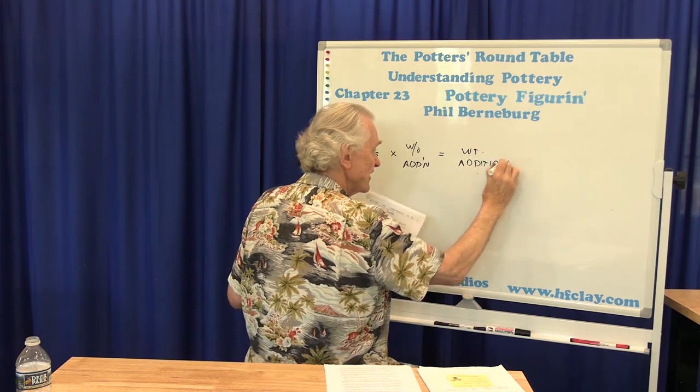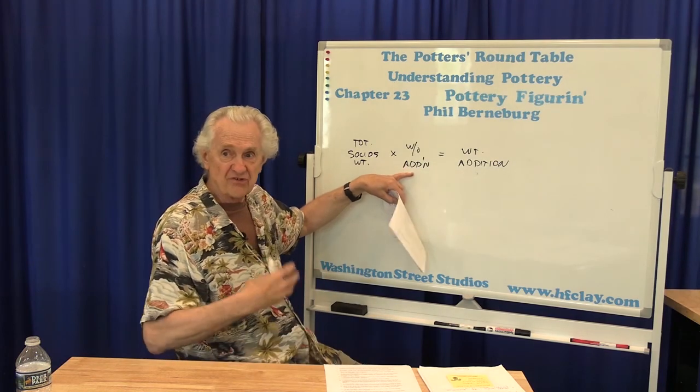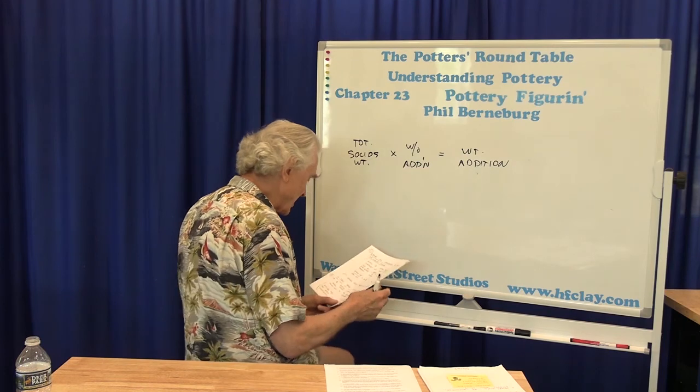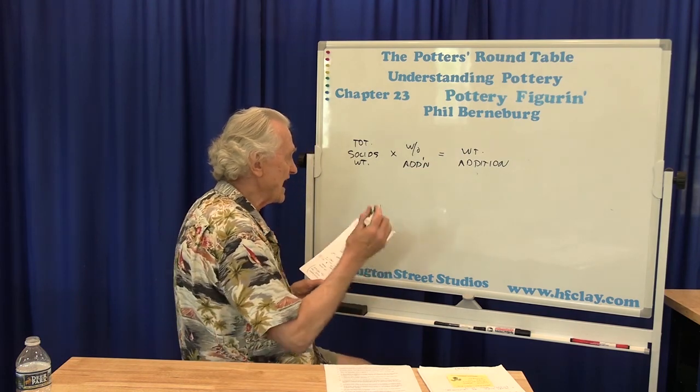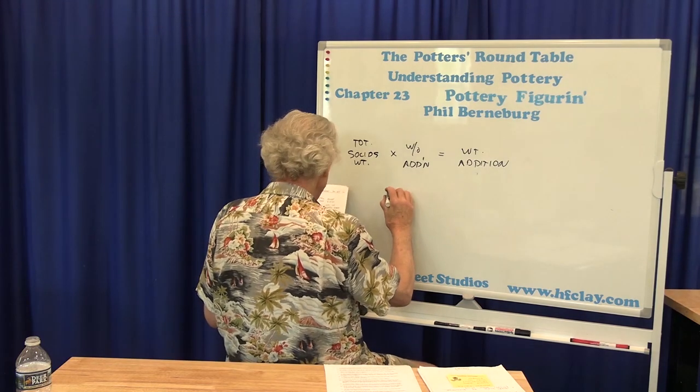This is the same as if I was making up the recipe. I have the total amount of solids, I multiply it by the percent I want to add, and that gives me the weight I want to add, okay? Now, if I want to actually calculate what's the actual percentage I'm going to get when I make this addition, this is what it's going to look like.